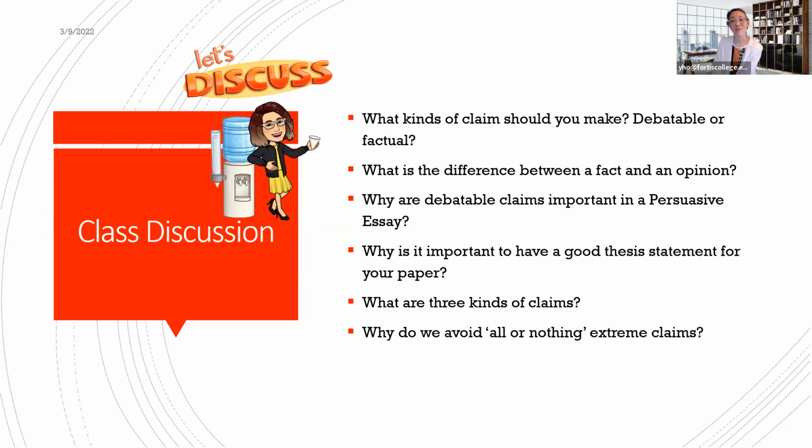Things like claims of value or claims of truth tend to be more safe than, say, claim of policy, because it depends on what policy you're talking about, because when you get to policy, it might get political to some extent. Although there are some claims of value that also get politicized. So anyway, those are the three kinds of claims, and why do we avoid all or nothing extreme claims? Anil?